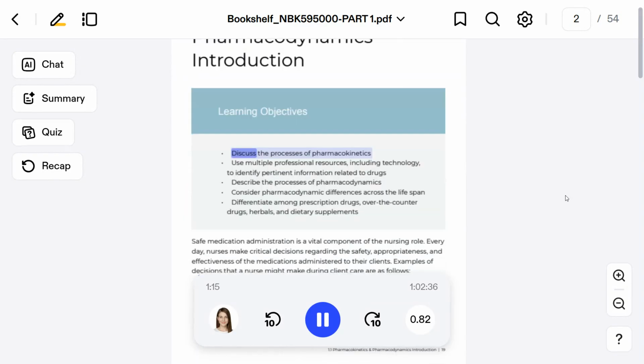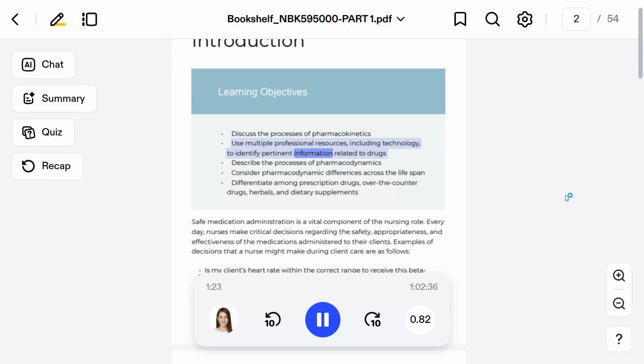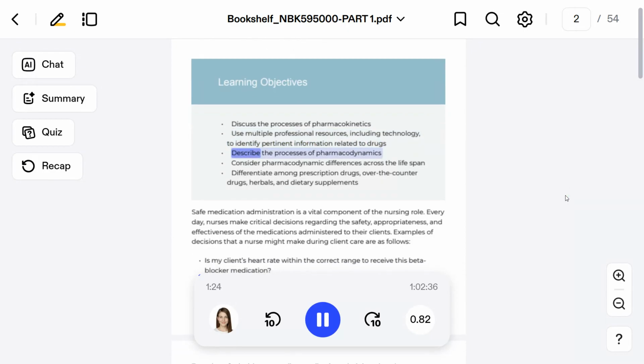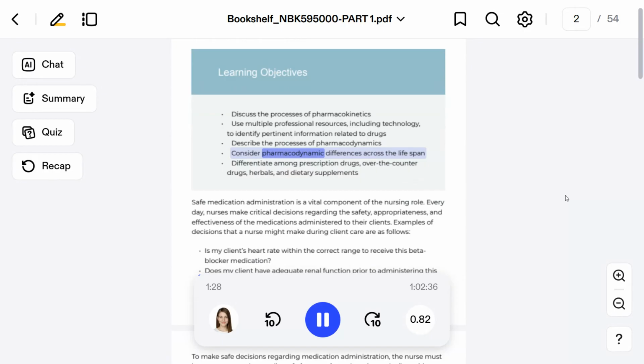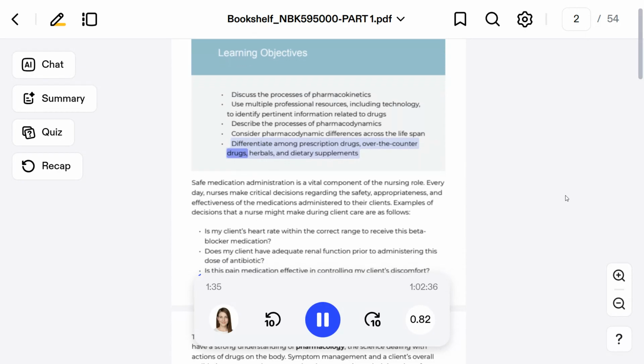Discuss the processes of pharmacokinetics. Use multiple professional resources, including technology, to identify pertinent information related to drugs. Describe the processes of pharmacodynamics. Consider pharmacodynamic differences across the lifespan. Differentiate among prescription drugs, over-the-counter drugs, herbals, and dietary supplements.